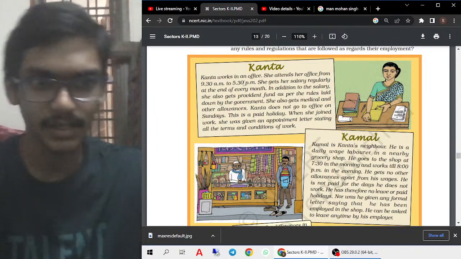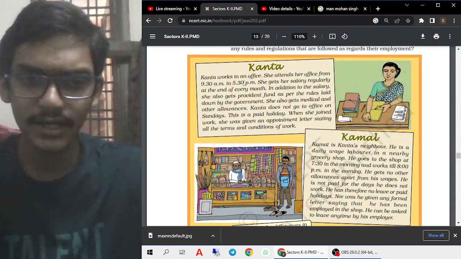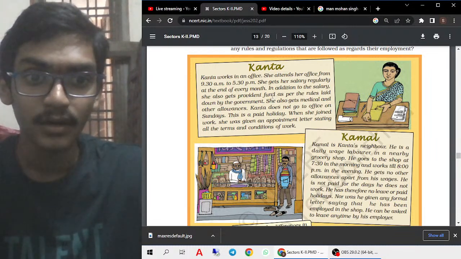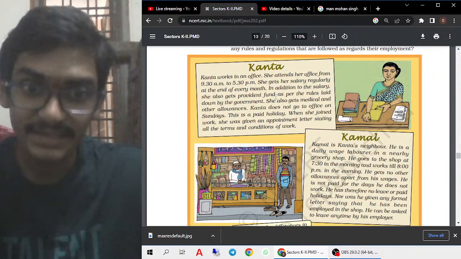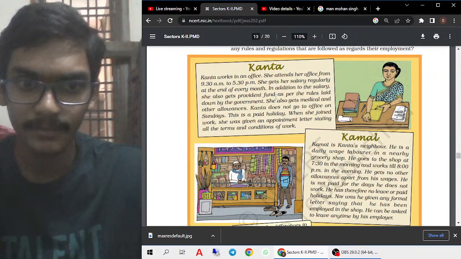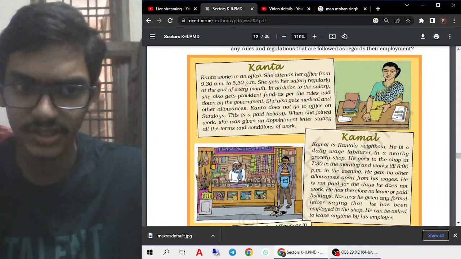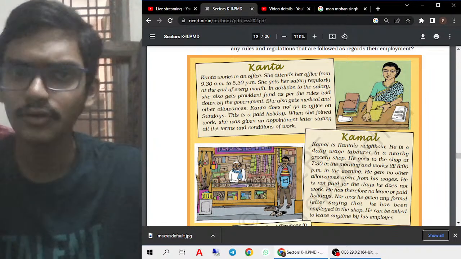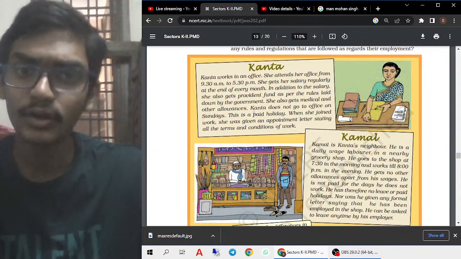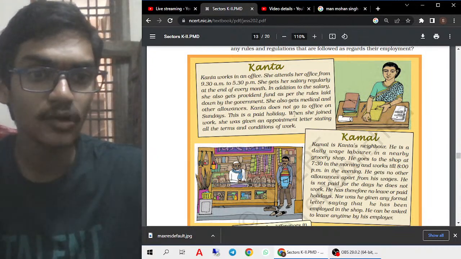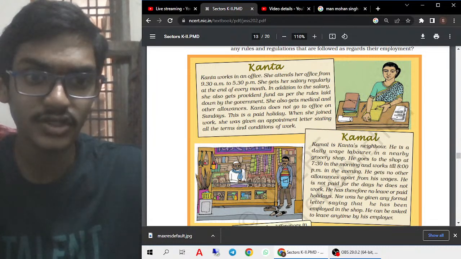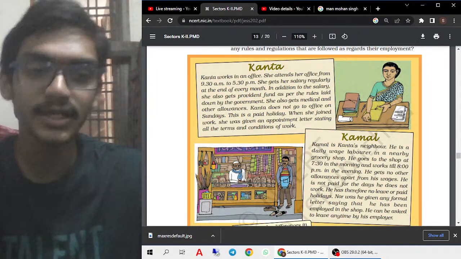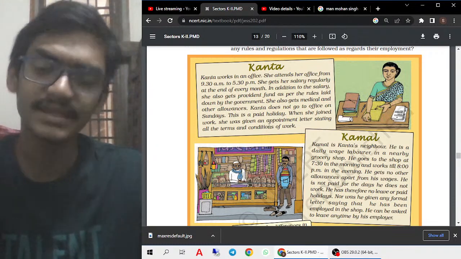She gets salary regularly, at the end of every month. In addition to the salary, she also gets provident funds as per the rules laid down by the government. She also gets medical treatment and other allowances. She does not go to the office on Sundays, and she also gets a paid holiday. When she joined the work, she was given an appointment letter stating all the terms and conditions of the work. That is the situation of Kanta.